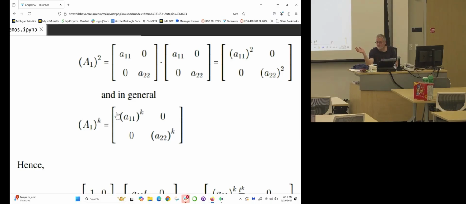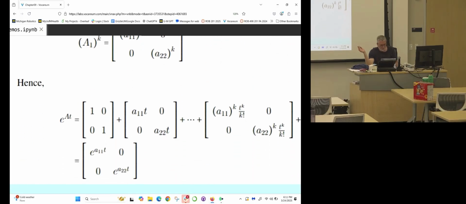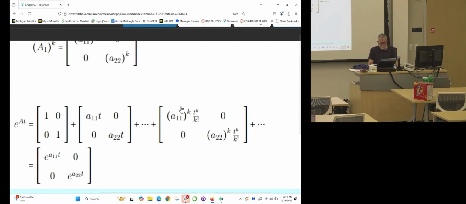People believe that? Okay. So now we plug that information into this power series. The first term is the identity. The second term is the diagonal matrix A1, A2 times t, dot dot dot, the diagonal matrix to the power k times t to the k over k factorial.